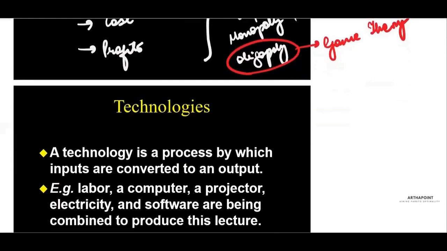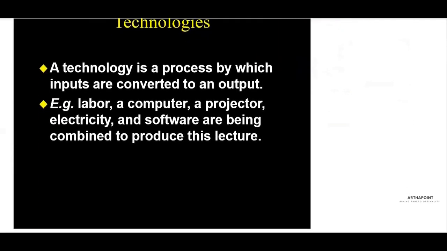Let us try and understand, first of all, what is a technology. To begin with, a technology is a process by which we convert inputs into outputs. For example, when I am teaching you via my system, via this computer, via my camera, via my recorder, that is a part of technology. When I teach you the same thing on blackboard, even that is a part of technology, using chalk, using duster, using blackboard. I am trying to convert my inputs. What are my inputs? My knowledge, whatever I have learned, into outputs.